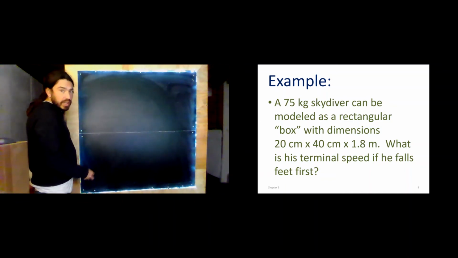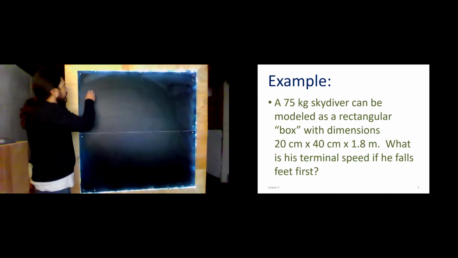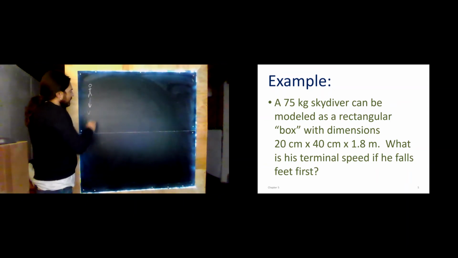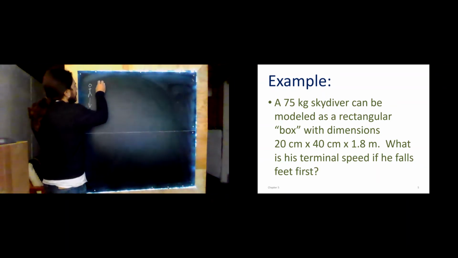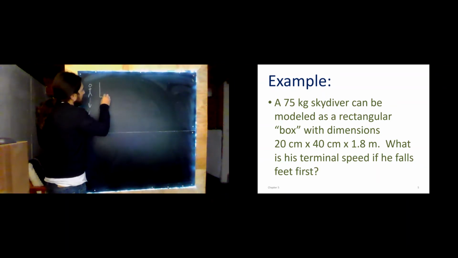then we should first draw ourselves a picture. Well, I don't know. He's falling like this. Well, we're supposed to model it like a box. Maybe we should do that instead. Let's see. So here's our box.